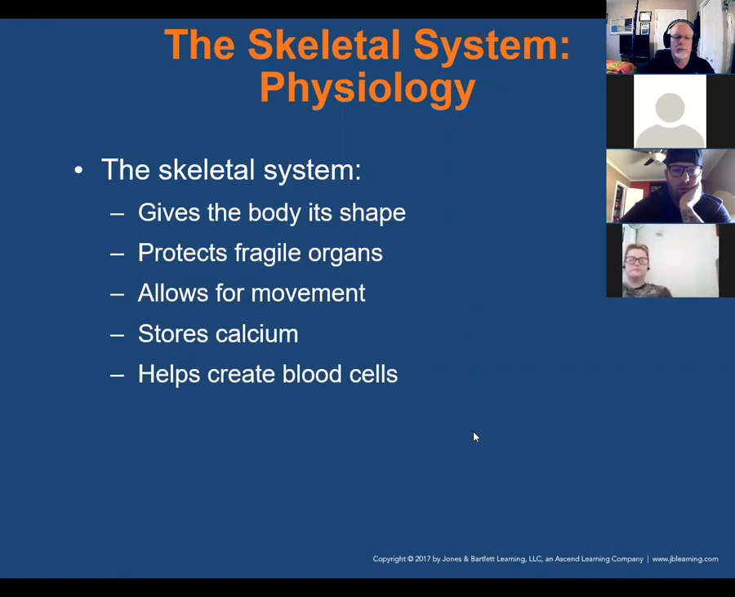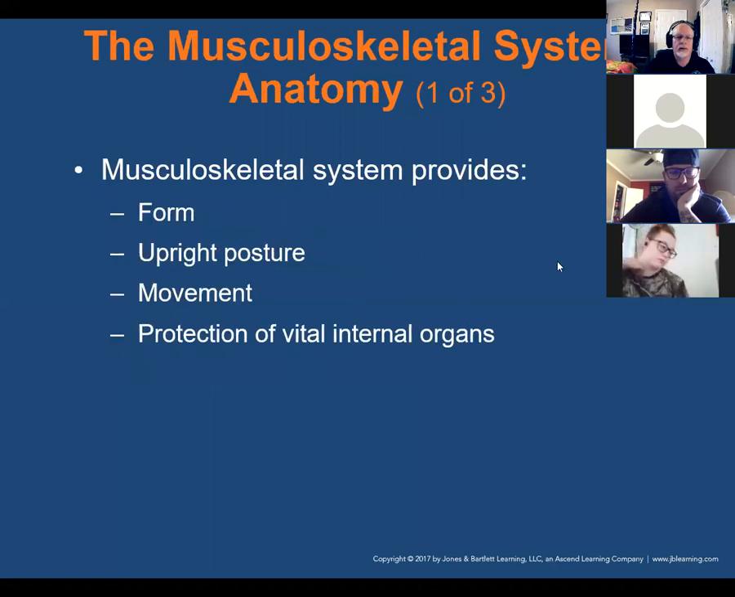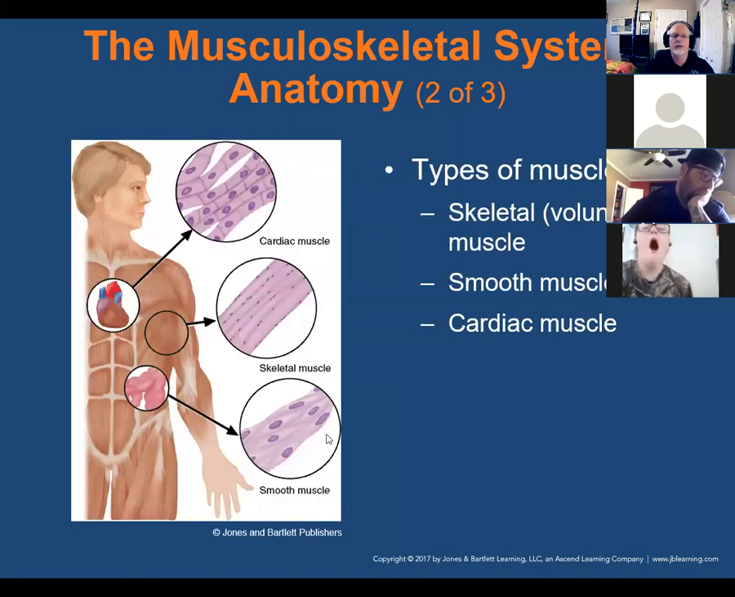Allow for movement, stores calcium. That's very important. Very important in our cardiac physiology, even that our bones store calcium. Not going to get too into that today. And then red blood cells are created in bone marrow. Gives us our form, gives us our upright posture, allows for movement, protects vital organs. Now let's go through muscles, and then we'll take a break.